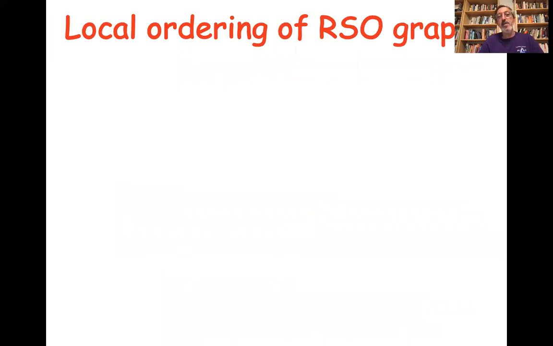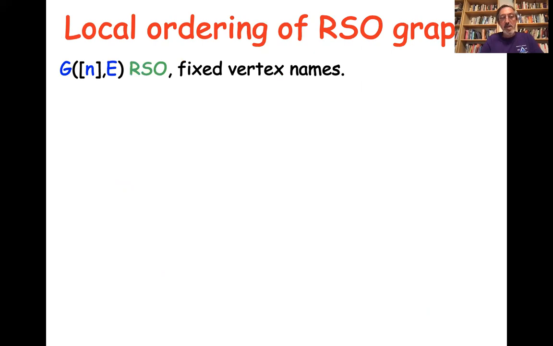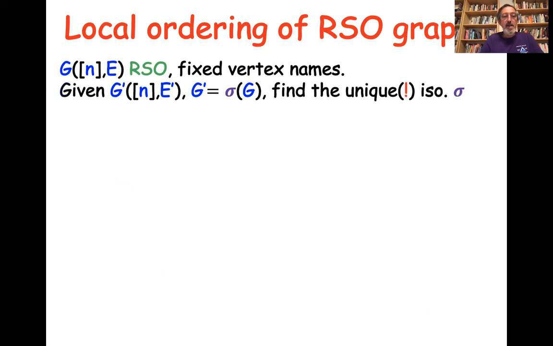I want to talk about this efficiency of finding the ordering. So let's fix an RSO graph, fix a vertex names. And what do we want? Suppose somebody handed us an isomorphic copy, G prime of G. So let's say it's sigma of G. We know that this isomorphism is unique, and what we want is to find it so that we can know what the real name of every vertex is.